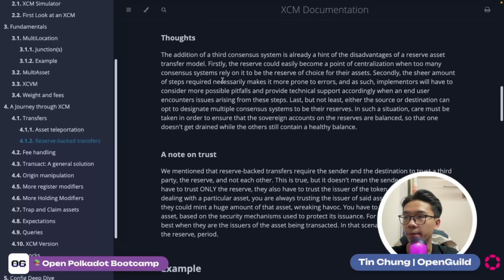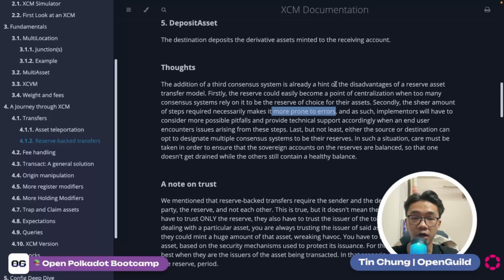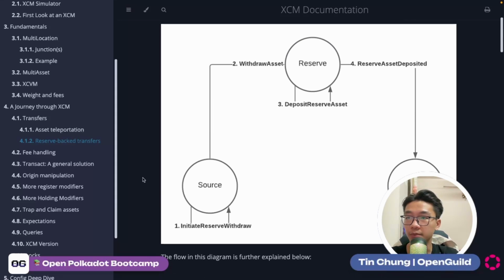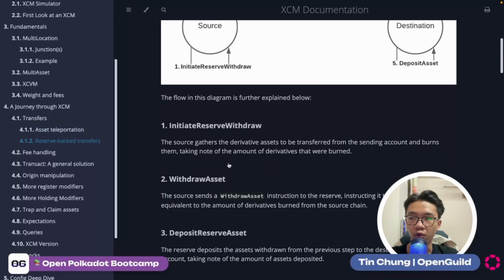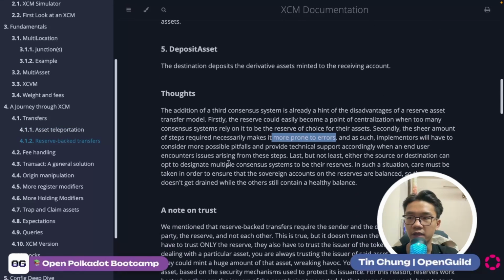And secondly, the sheer number of steps required necessarily makes it more prone to error. As you can see in the diagram, there are more instructions compared to teleport. You have to initiate withdraw, then deposit, then reserve asset deposited, and then deposit asset. There are 5 instructions in total. However, in asset teleportation, you only have 3 instructions in total. So the implementer has to consider more possible pitfalls and provide technical support accordingly when an end user encounters an issue arising from this step.